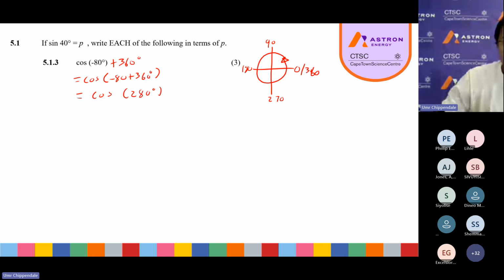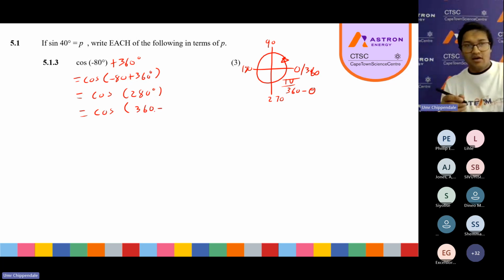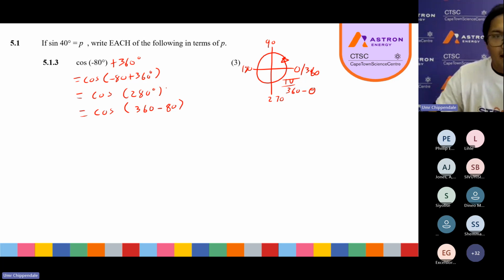Now, in which quadrant do you find that? This time, it's in quadrant 4. And what is the reduction formula within quadrant 4? That's going to be 360 minus theta. So here we write that down. So cos, in brackets, 360 minus, what will give us that difference now? In order to get from 280 to 360, that would be 80 degrees. So that's the same as that. And then we look, okay, what is cos in that quadrant? Well, it's positive. But remember the CAST diagram.